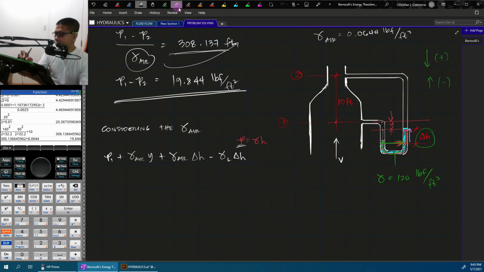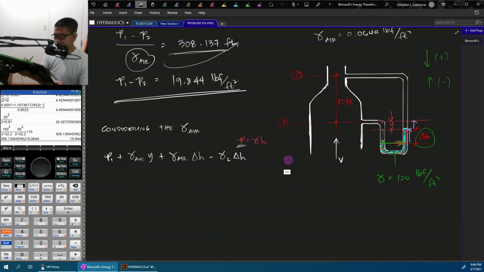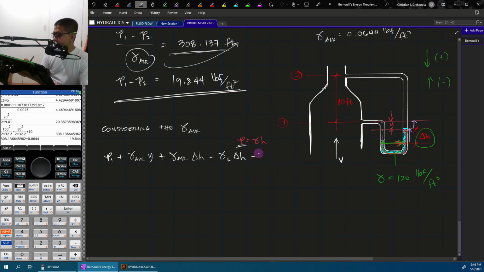Okay? And then, from this point, going up to here, our pressure decreases again. So, minus the unit weight of air, for this portion we passed through, times the same height Y. Okay? Then from this point going up to the level of point 2, minus the unit weight of air times the 10 feet. Okay?